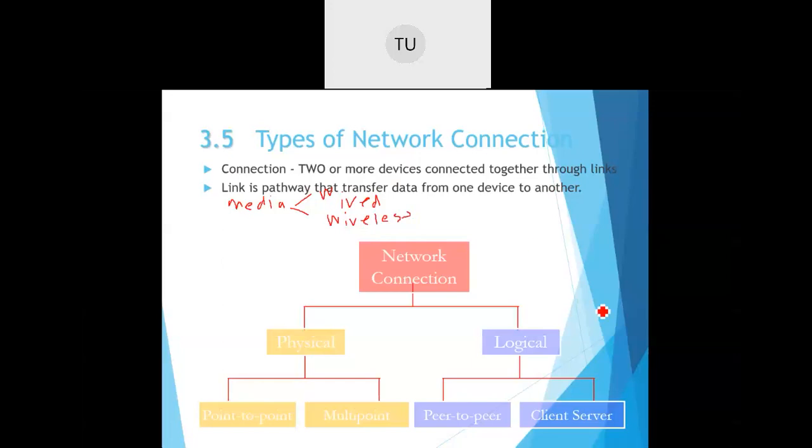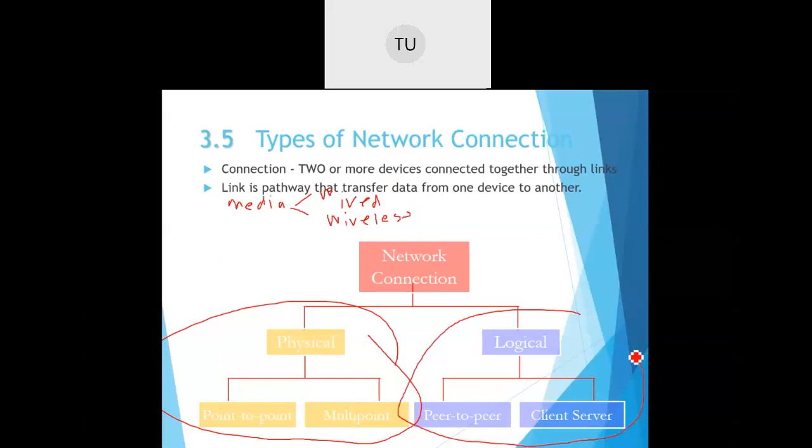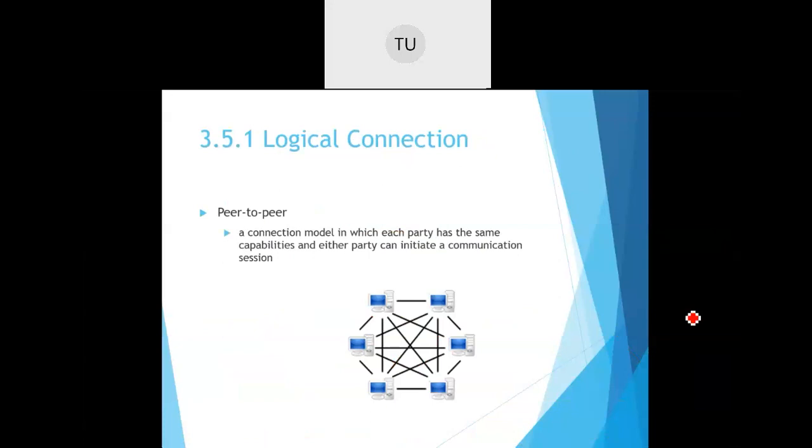The network connection can be physical or logical. For physical, it can be either point-to-point or multi-point. For logical, it can be either peer-to-peer or client-server. In other words, physical means something you can see and touch. Logical means it is something abstract. You have to apply some techniques or some application in order to perform the logical network connection.